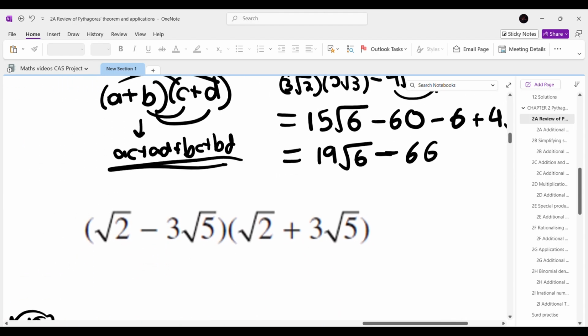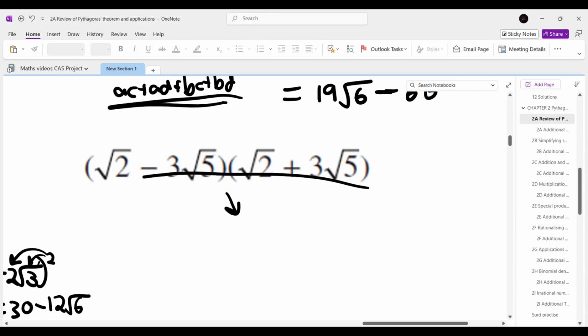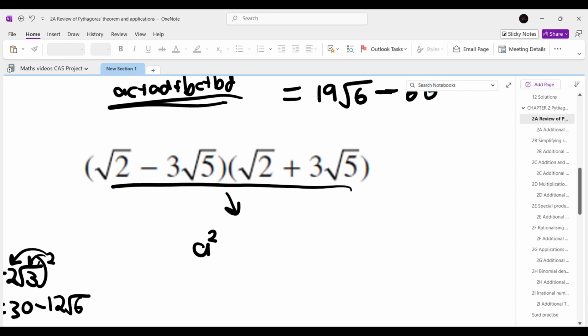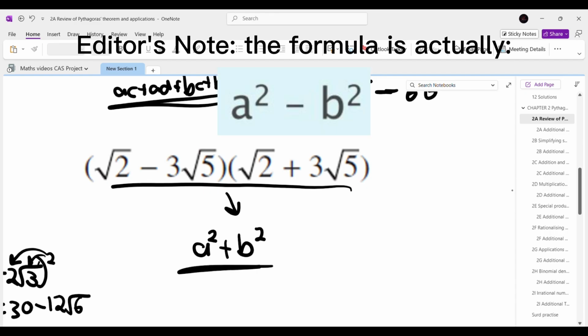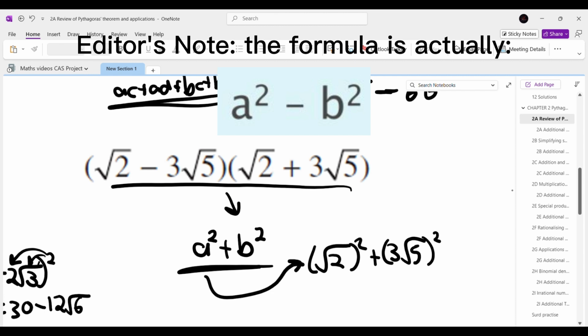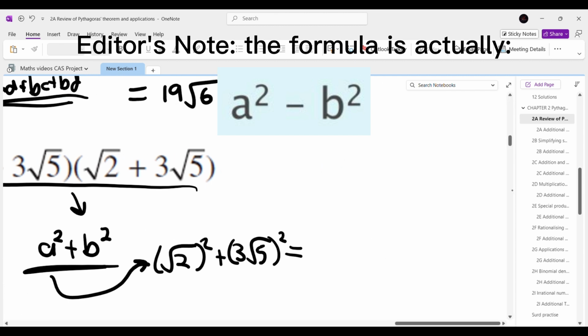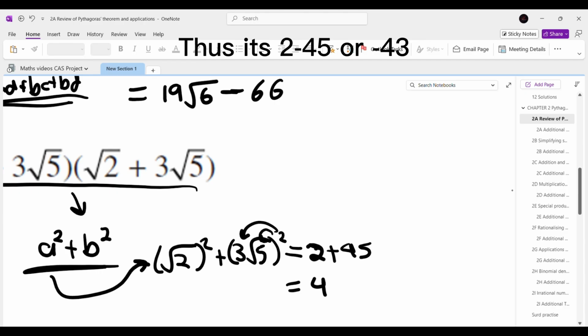Now what happens when you have the difference of 2 squares? You just have to remember a similar formula. Remember, the difference between 2 squares is just a squared minus b squared. Therefore, we have root 2 squared plus 3 root 5 squared. This just equals 2 plus, obviously put that there, it's 9, put that here, it's just 5 because it's just expanding out. So 9 times 5 is 45, which is just 47.